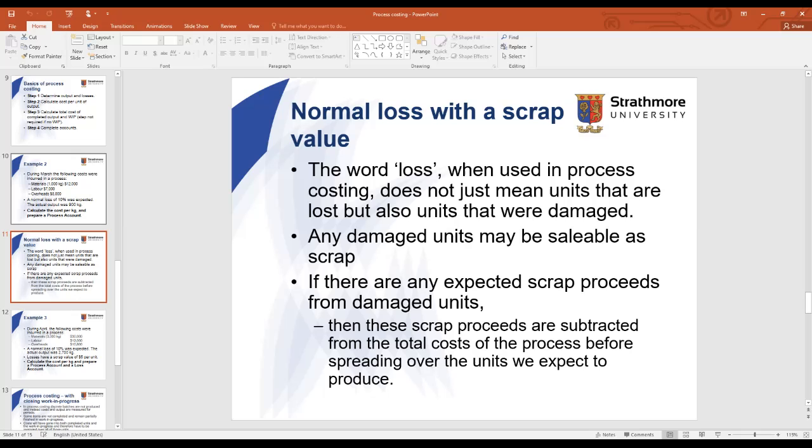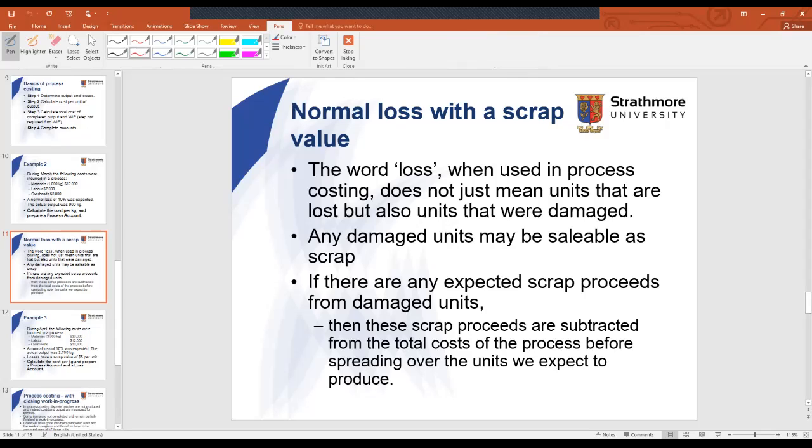So if as a company you can fetch some amount from the sale of those normal loss items, the scrap value, then what do we do? We subtract it from the cost that you're going to be spreading over the remaining items. So if these damaged items, the factory rejects, have scrap proceeds, if it is possible for us to get some money from their disposal, we subtract it from the total cost of the process before spreading the cost over the remaining items.